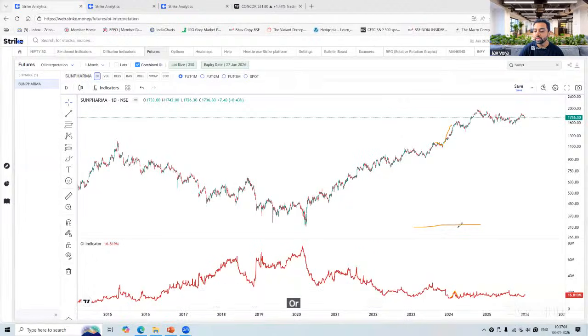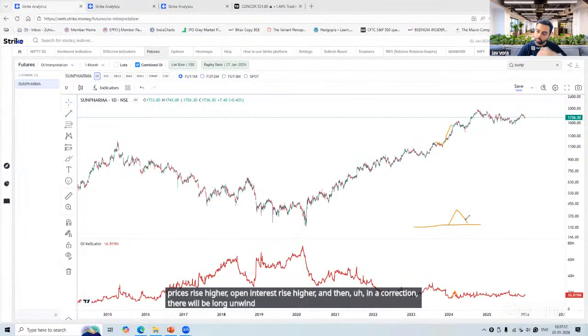Or it will be the other way around, where the open interest is low, prices rise higher, open interest rises higher, and then in a correction there will be long unwinding, where again open interest will come down, and this cycle will keep going on.